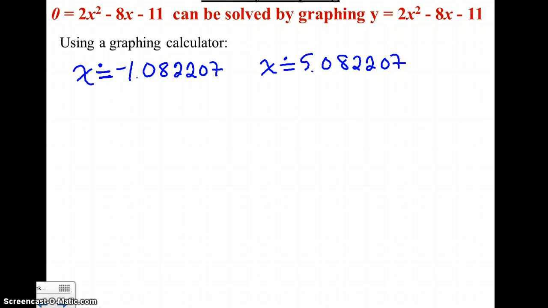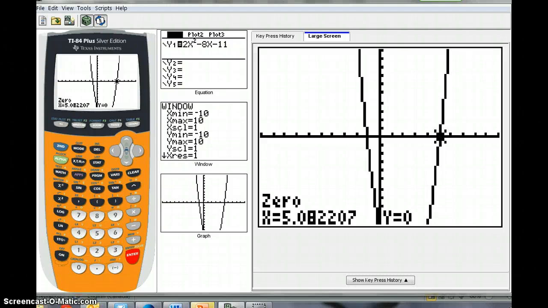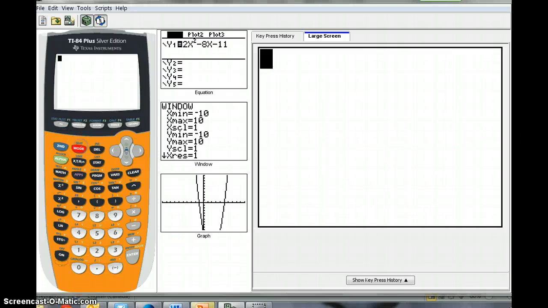Now the next step we're asked to do is verify if these work, and then write our solution. So let's verify these. Again, we can verify these in the graphing calculator. So let's do that. So I want to go back to my home screen. So we go second quit.